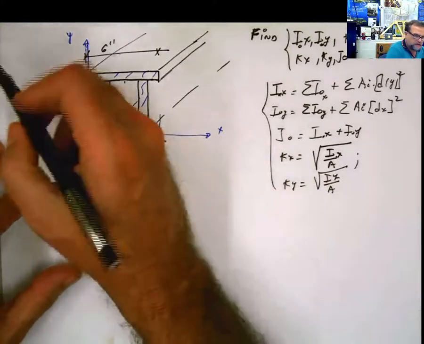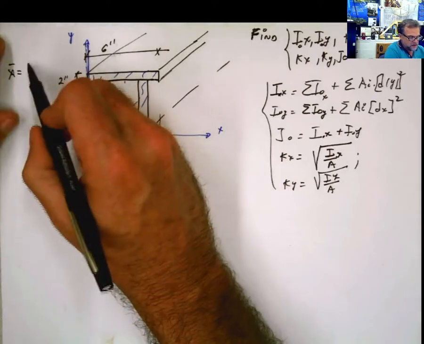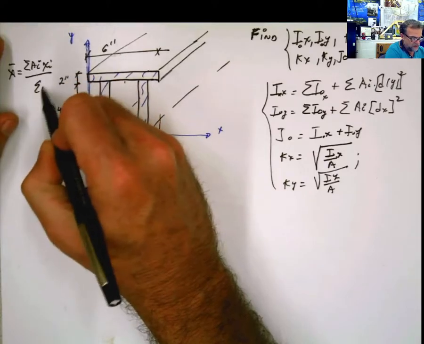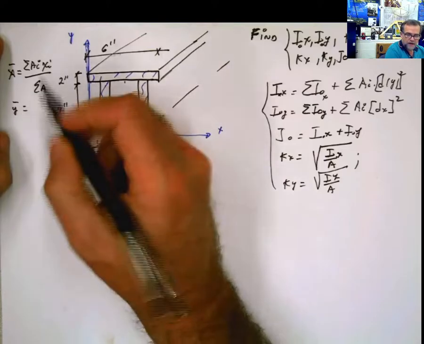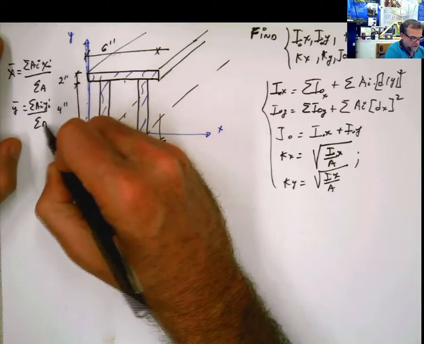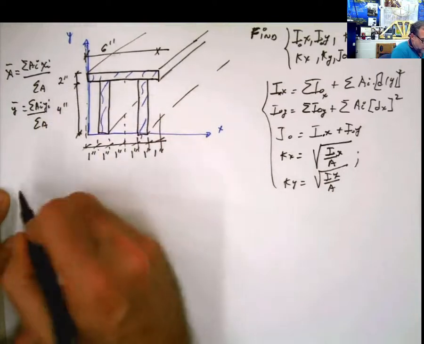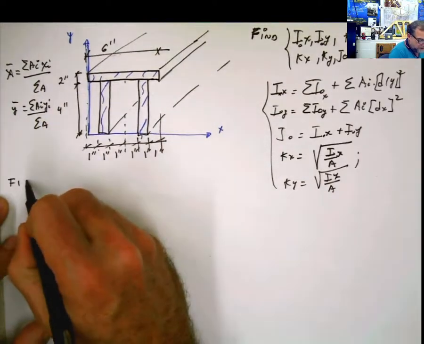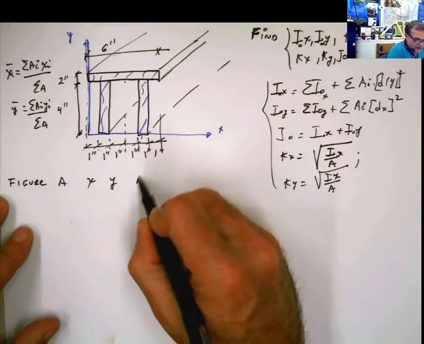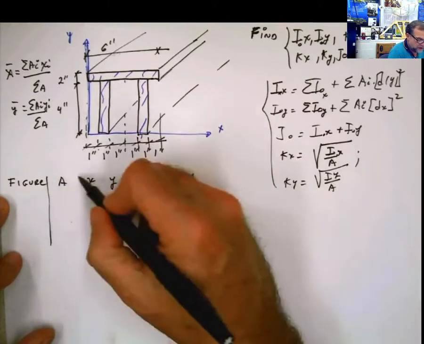And if you remember, the formula for the centroid, or center of gravity, is x bar equals the summation of A_i x_i divided by the summation of the areas, or y bar is the summation of A_i y_i divided by the summation of the areas. Let's start with that. Let's calculate the centroid first. How do you calculate the centroid? Remember, figure, that's the first step. Figure, area, x, y, A times x, and A times y. That's our table for calculating the centroid.